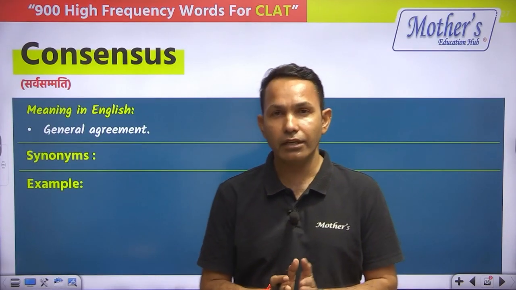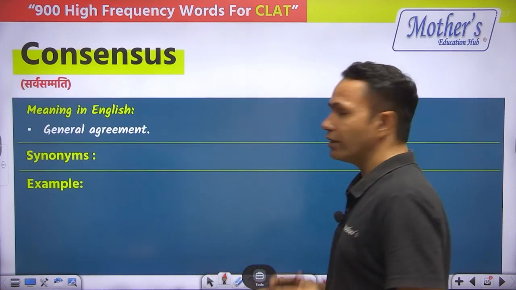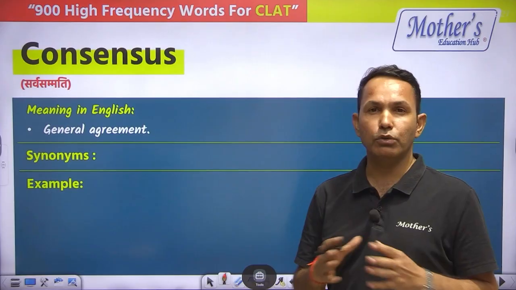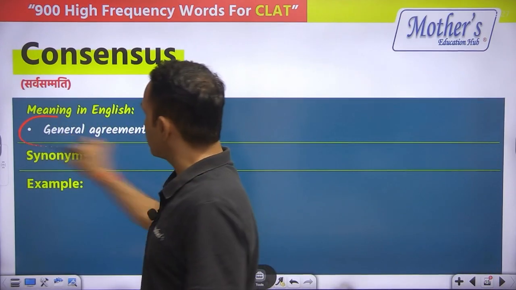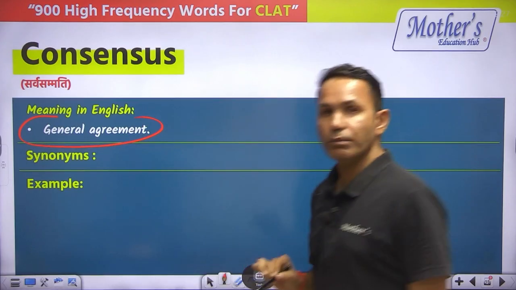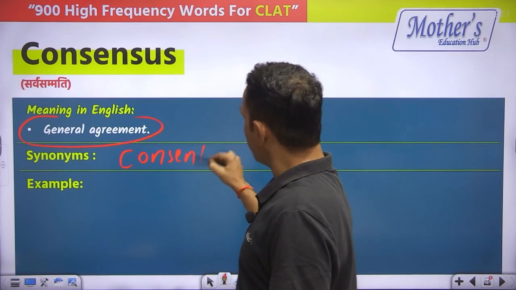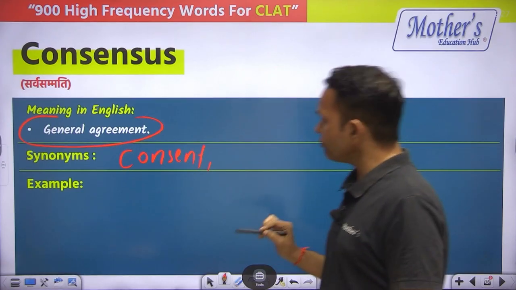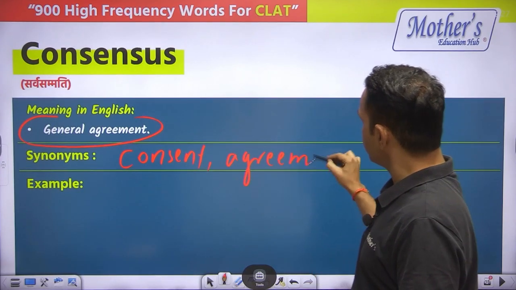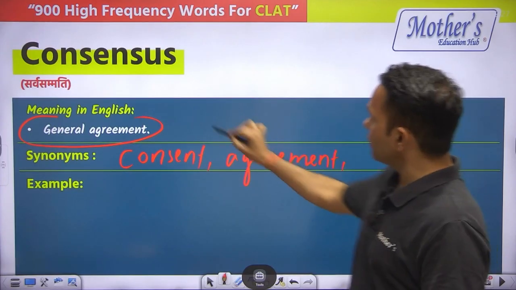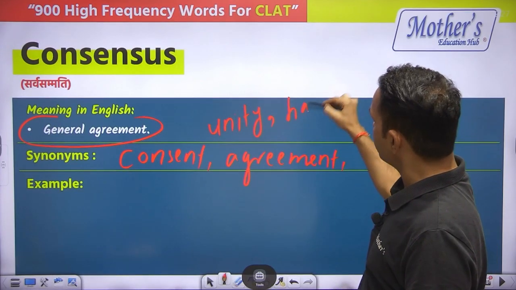Consensus, we already covered this word in the first set of words also. Here we are taking consensus as a political term, and this word is commonly used everywhere. Consensus means general agreement. The similar words are consent, agreement, unity, harmony.